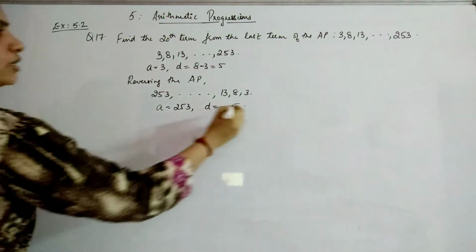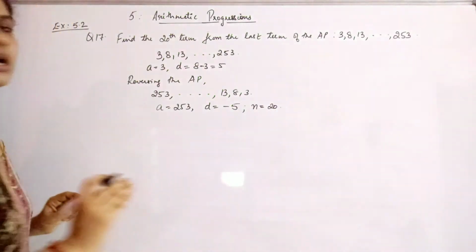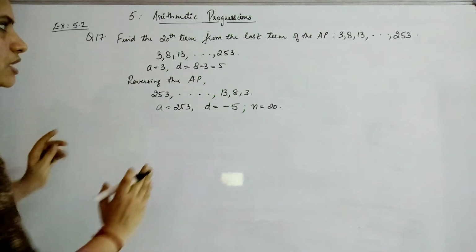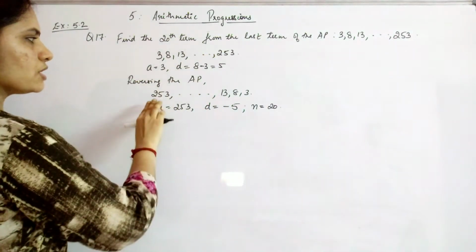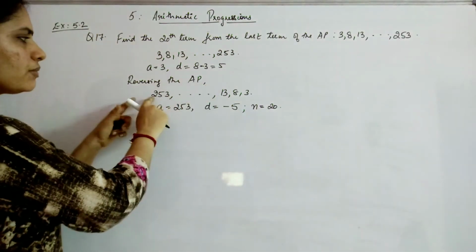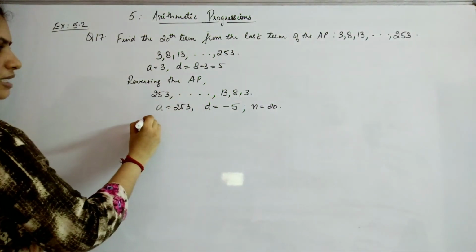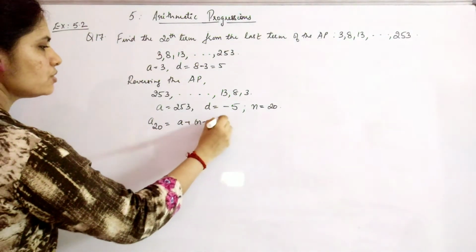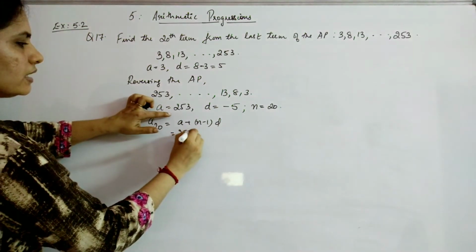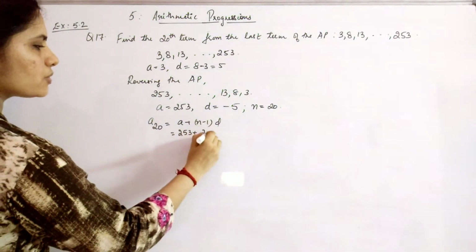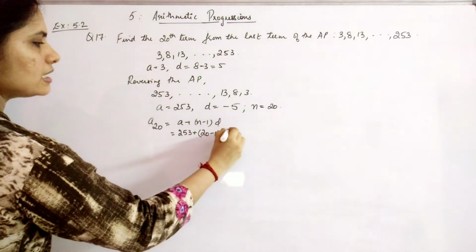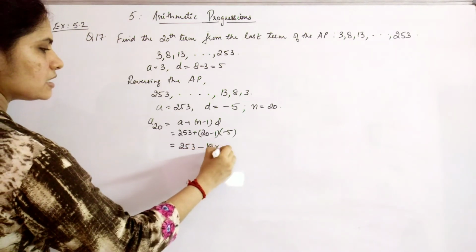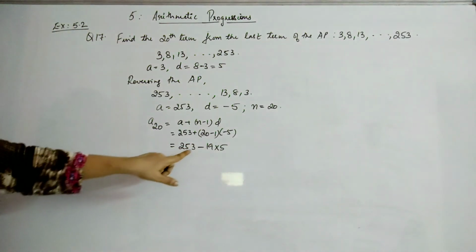So now the same problem. Here you can use n to be 20 and find the 20th term. Okay, this is from the first position. If it was from the last position, from here it will be the 20th position from this side. So you have to actually find out A20, right? A20 will be A plus n minus 1 into D. A will be your 253 plus n minus 1. N is 20. 20 minus 1 into D is minus 5. So you will get 253 minus 19 into 5. Okay, this much is clear.